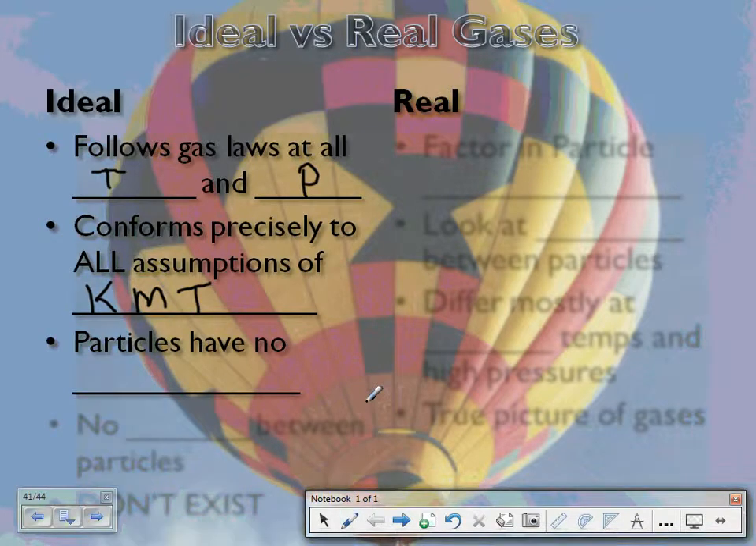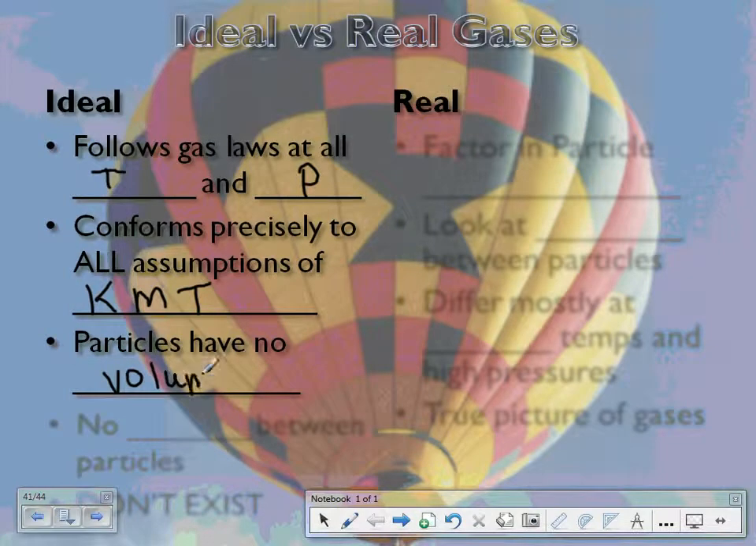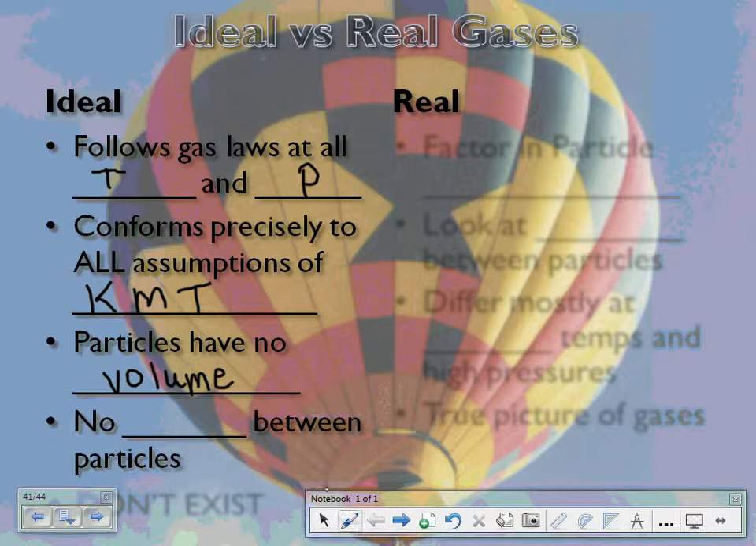Danny's a great catalyst. All right, particles have no volume if they are ideal gases. In other words, the molecule of gas should not take up any space, because then that would alter our calculations of the total volume of the gas. Right? Okay. Last criteria, there should be no intermolecular forces acting between the gas particles.